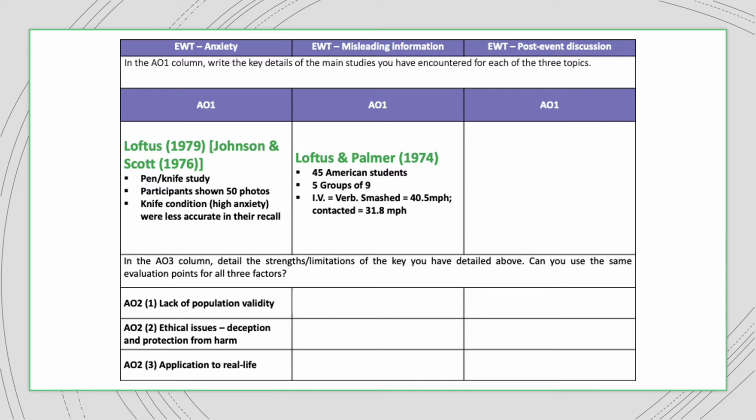So again, it's the same A03. So lack of population validity, 45 American students, you can't apply that to the general population.